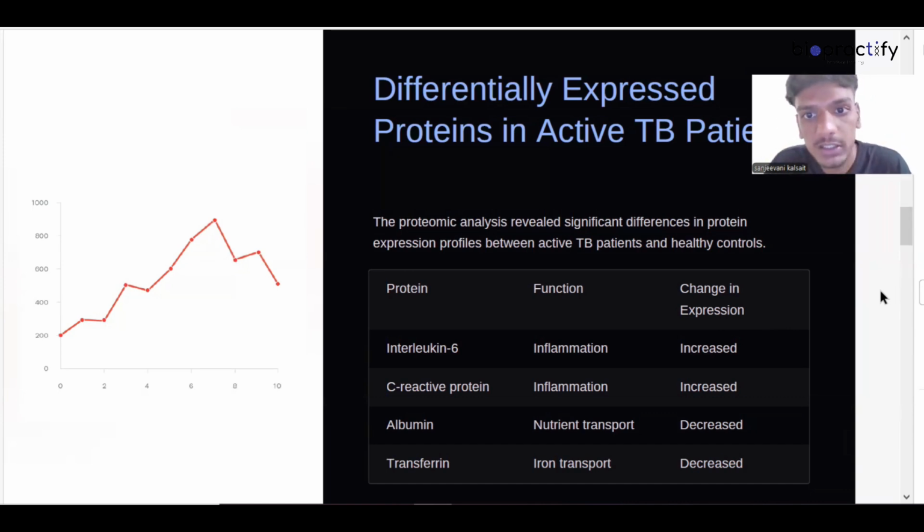The proteomics analysis revealed significant differences in protein expression profiles between active tuberculosis patients and healthy controls. Protein, function, change in expression. First is interleukin 6, inflammation, increase. C-reactive protein, also inflammation, also increase. Albumin and transferrin, these are different: nutrient transport and iron transport, but the change is the same, decrease.